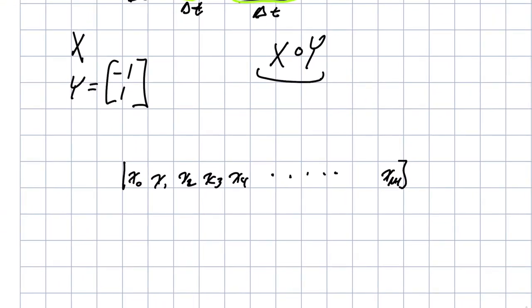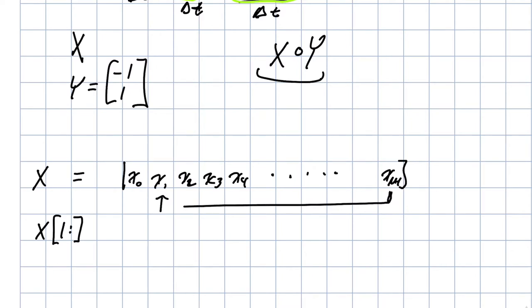If you recall, if this was what x was, and we index x with 1 colon, that means take element 1, which is here, down to the end. So it takes all of these here. What this gives us is a vector that looks like this: x1, x2, x3, x4, etc., down to xn minus 1.